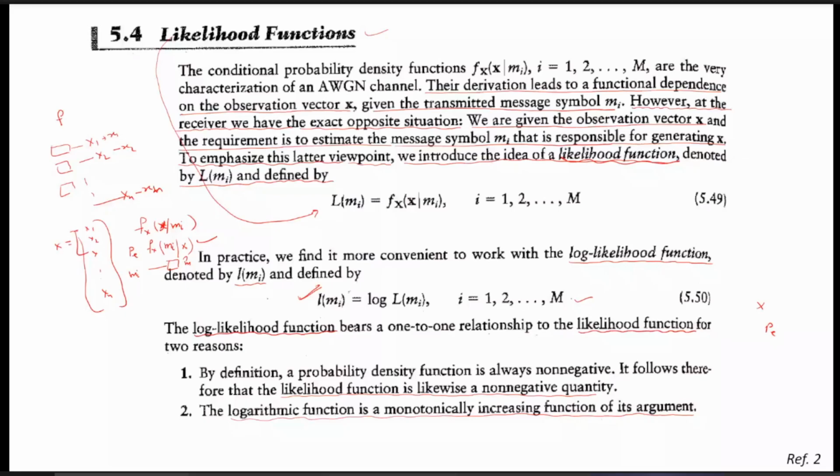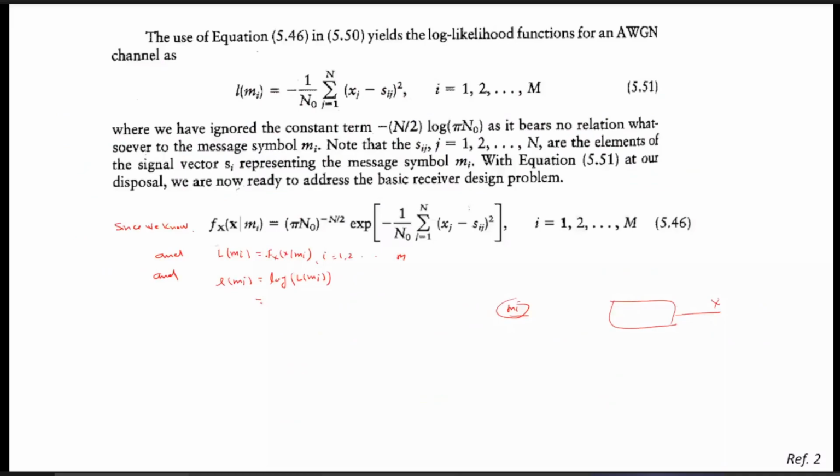That is, if L(mi) increases, then small l(mi) will also increase. Since this L(mi) is given as f_x(x given mi), and this x given mi we have already defined by this expression, we can now define this small l(mi), especially for the AWGN channel.